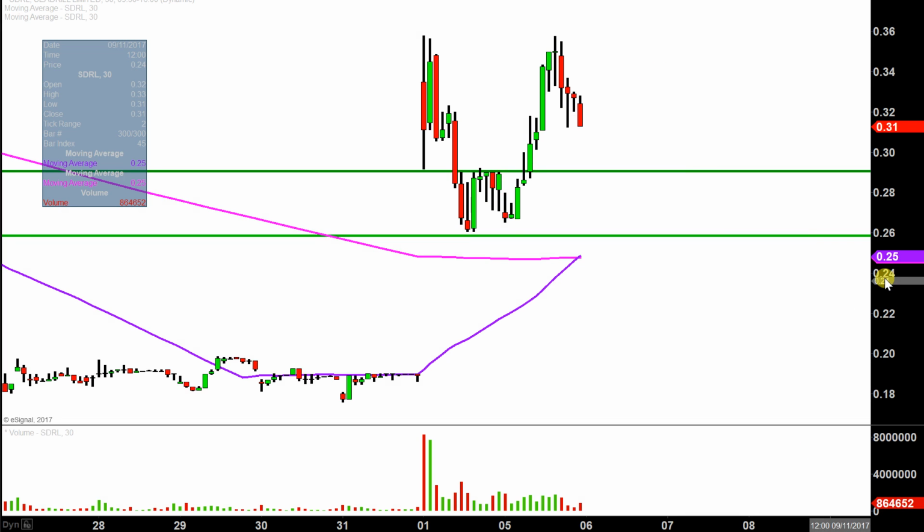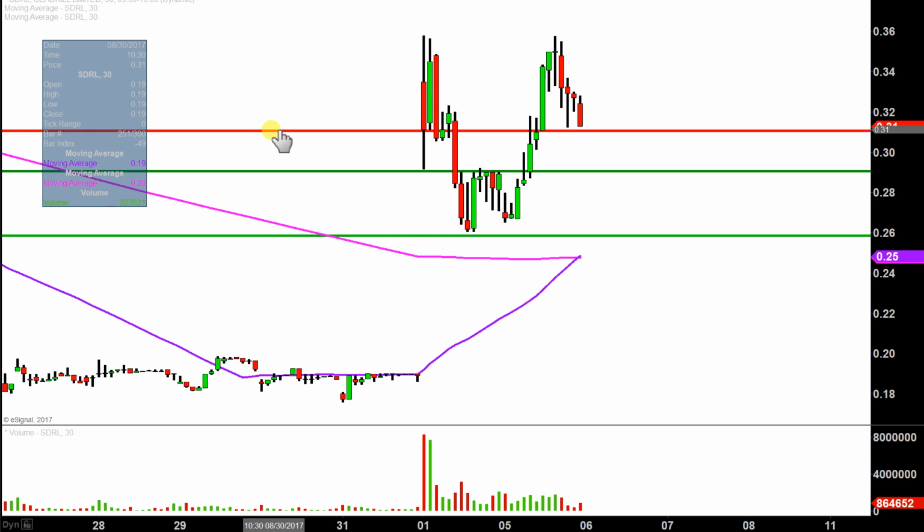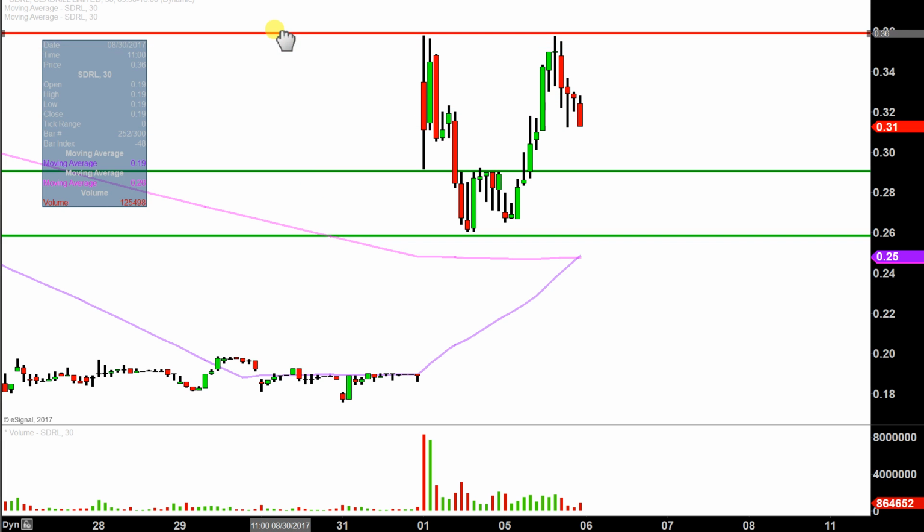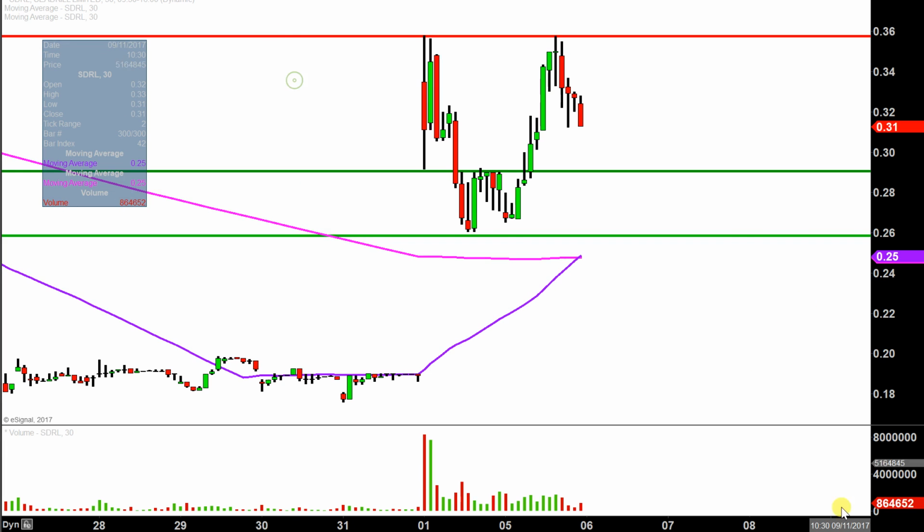As far as levels of resistance, the bears have definitely made themselves known, and that is right up here at 36 cents. There's really no ifs, ands, or buts about it. On several occasions, not only today but in previous days, you can see the bulls try to get up above it today, try to get up there above it on Friday, and both times just very clearly rejected.